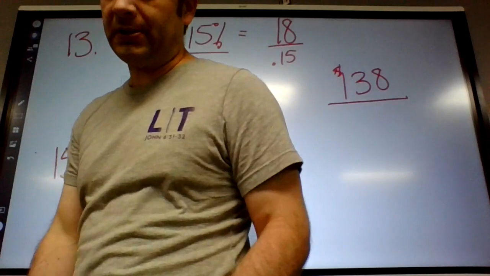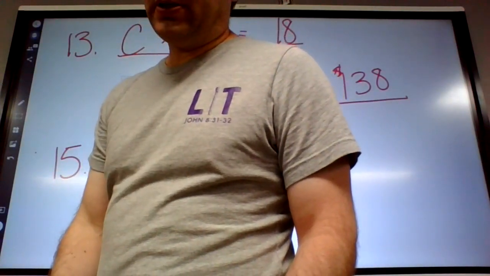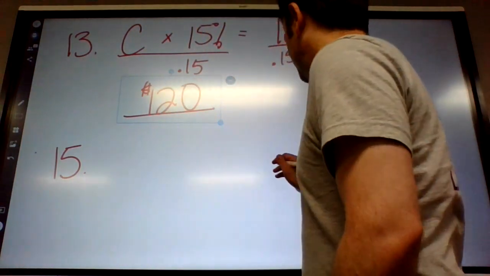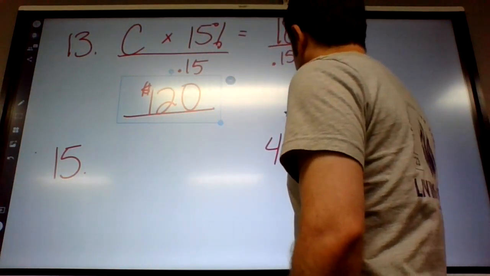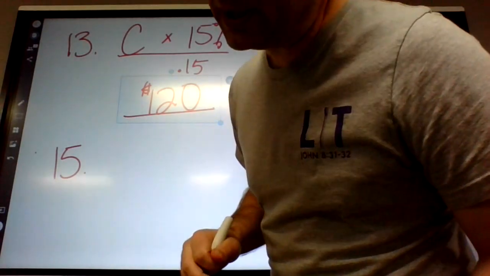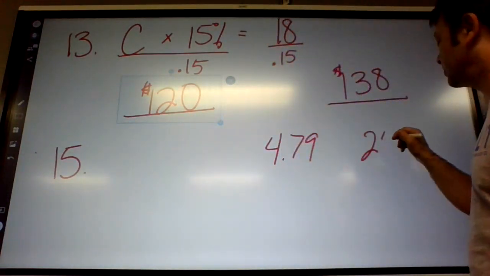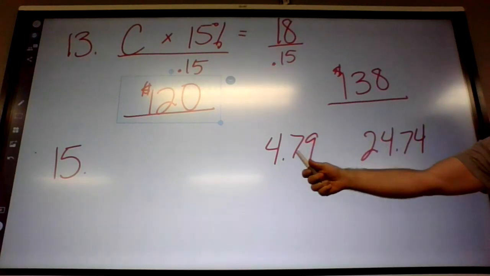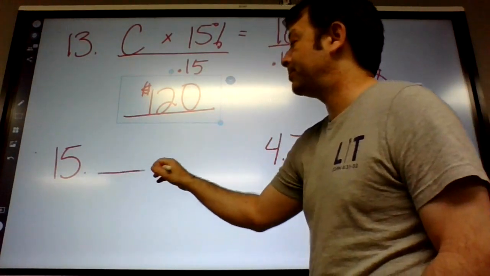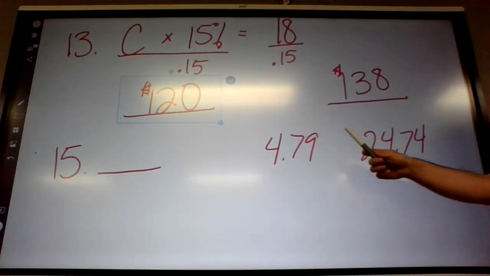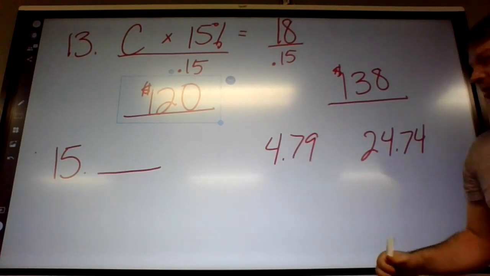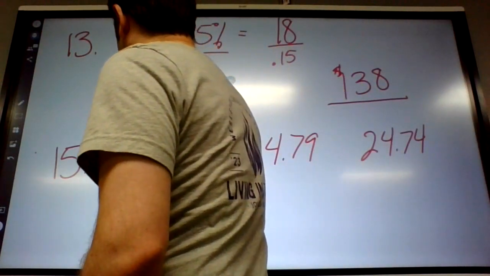All right, 15. We know the markup is $4.79. And the final price is $24.74. If this is the final price, this is how much it was marked up. How do I find the original price? Subtract, right? If that plus this equals this, this minus this. $19.95. Okay, $19.95 was the original price.